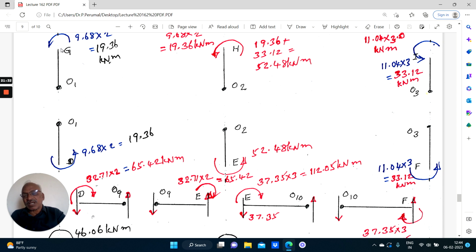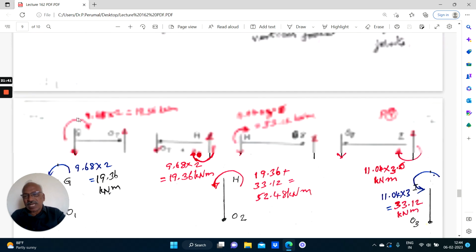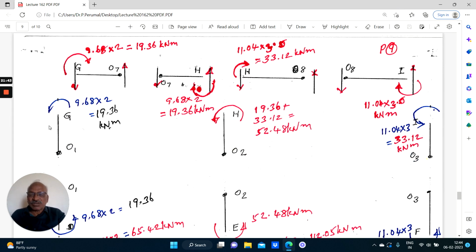So we know, due to this moment, the tension will occur on the inner side. Due to this moment, the tension will occur on the outer side. For that you can just understand. So calculate the values of moments in the columns.